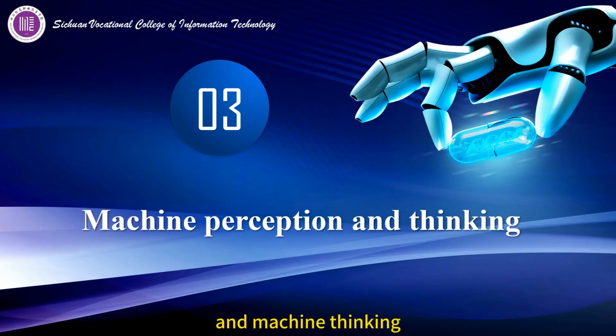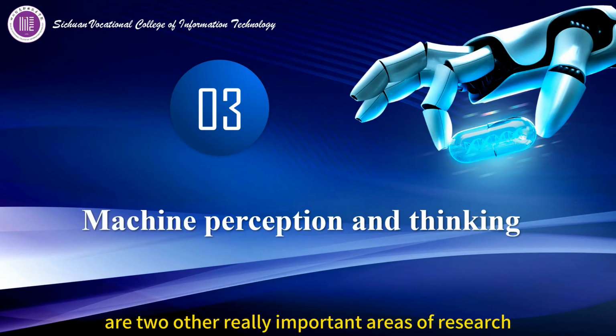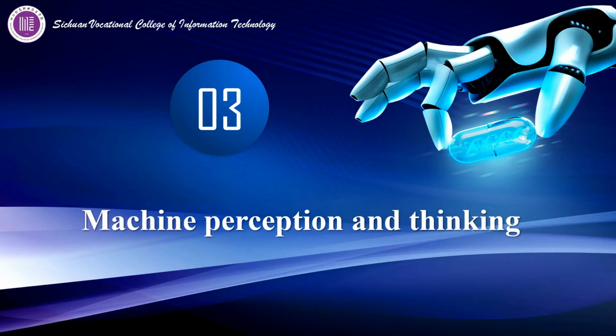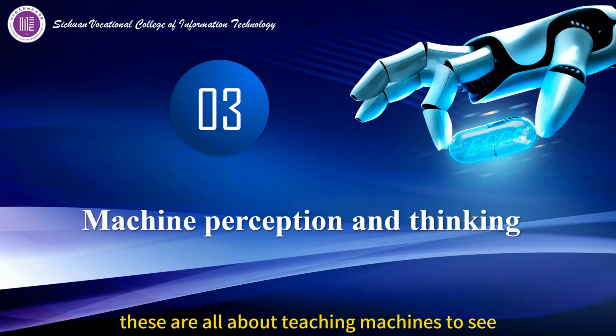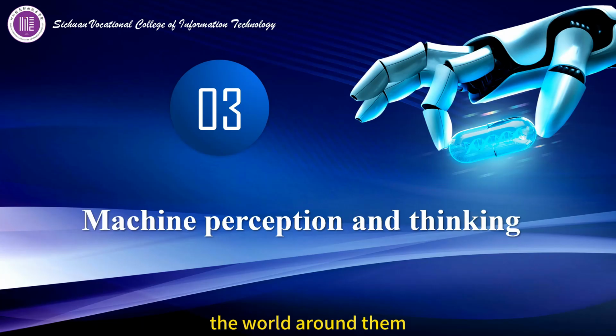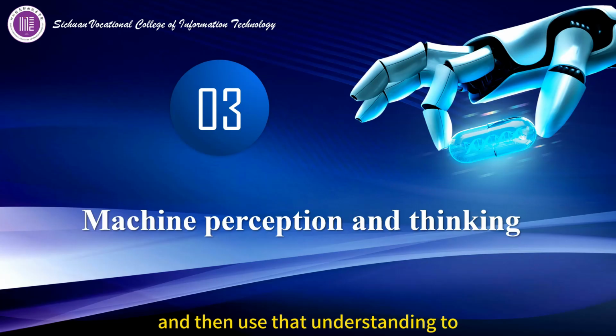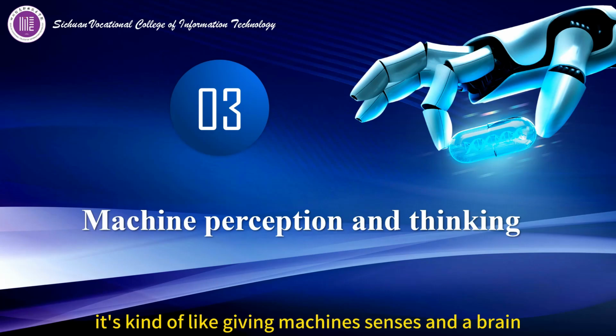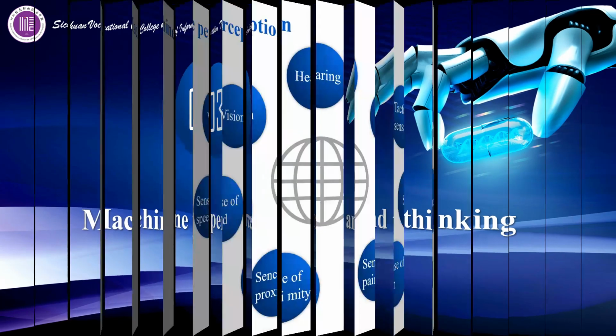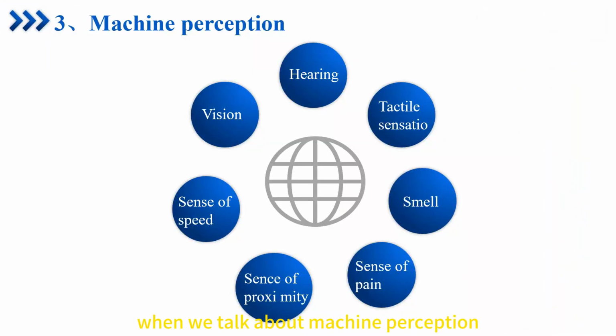Machine perception and machine thinking are 2 other really important areas of research. These are all about teaching machines to see and understand the world around them, and then use that understanding to make decisions and solve problems. It's kind of like giving machines senses and a brain. When we talk about machine perception, we're really just talking about teaching machines to see and hear and understand the world around them, just like humans can.